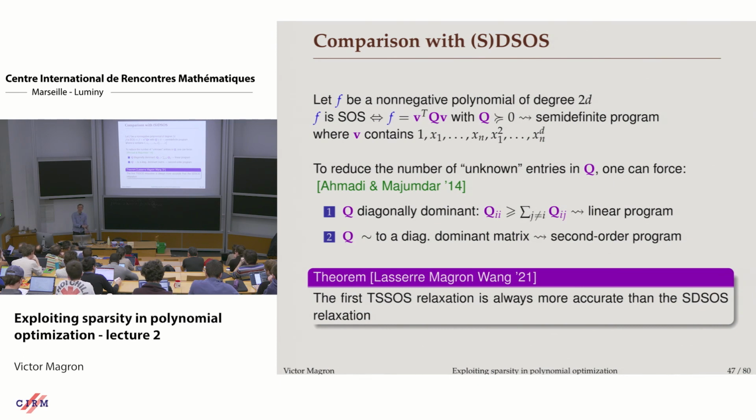Yes, but it's not the same. We need to see after, but it's not the same. And I think there are counterexamples where there exists an SDP matrix, but not an equivalent diagonally dominant matrix, for sure.